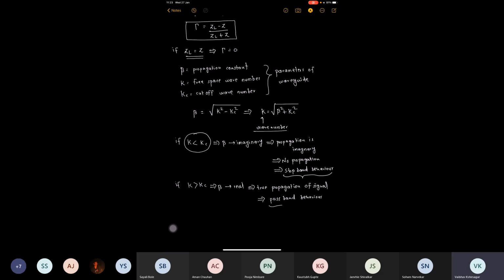Okay. So you understood how we correlated the parameters of the waveguide in order to explain the process of stop band and pass band characteristics. So here the second condition, whenever the free space wave number is greater than the cutoff wave number, at that time the propagation constant beta will become a real value, and whenever it becomes a real value, it indicates that propagation will take place, and it shows the behavior of passing of the signal. Okay. So this is all we discussed about the waveguide.